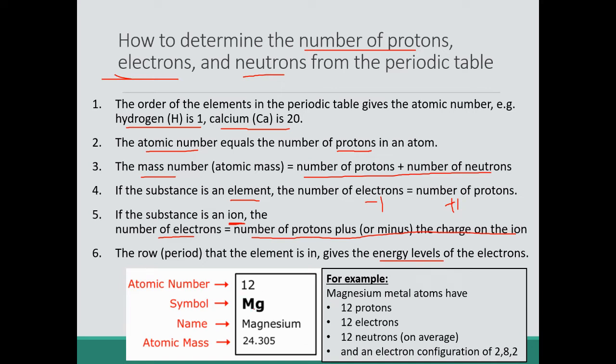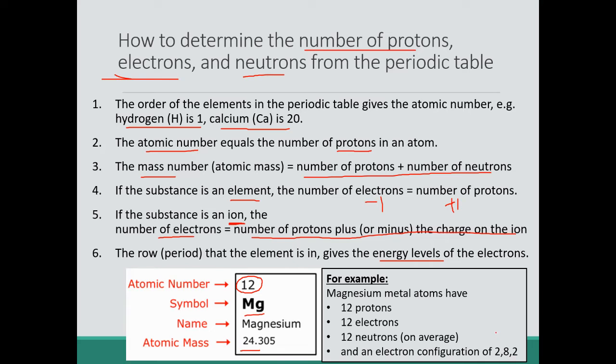Let's look at magnesium. It has an atomic number of 12, which means it's number 12 in the periodic table. It has a symbol. Remember, the symbol is always a capital letter and a lowercase letter, or just a capital letter. Its name is magnesium, and it has an atomic mass, or a mass number, of 24. If we round that, it's 24. That means it's got 12 protons, 12 neutrons, and 12 electrons. And so that's the electron configuration.